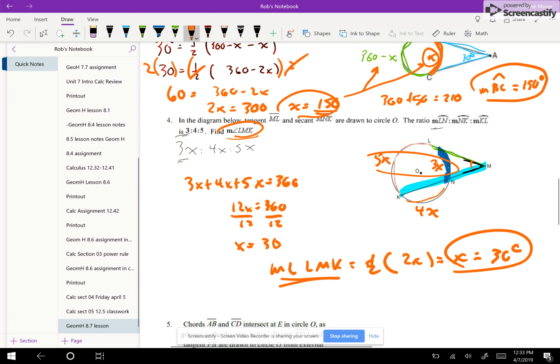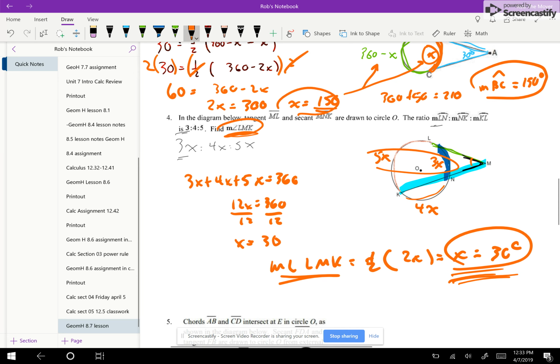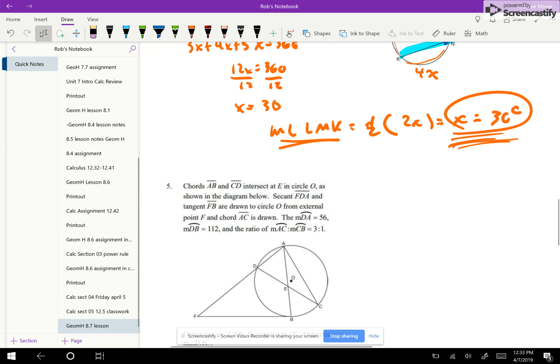I want to go back here and make sure I found it. LMK. LMK is that angle I wanted, okay? And the measure of that angle is half of 5x minus 3x, which is 2x. Half of 2x is just x. So funny enough, our x that we found is actually the measure of what we wanted.